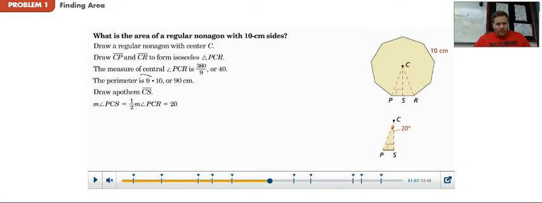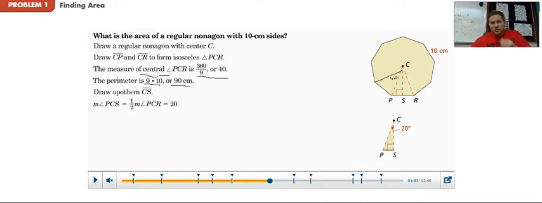So I want you to not only have this picture down right here, but let's just write the central angle, and that would be 360 divided by 9 is 40. So each of these would be 40 degrees, just like what we did in our previous lesson. And then perimeter, if each side is 10 and there are 9 sides, then my perimeter is going to be 90.